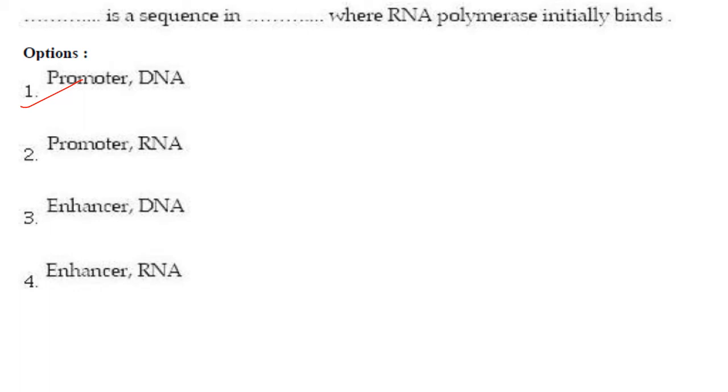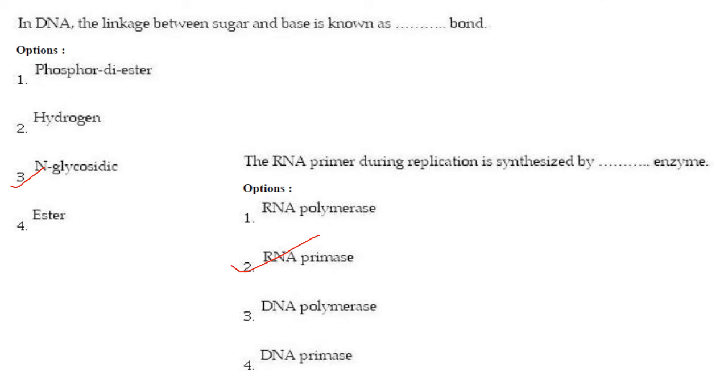Answer is option 1, promoter, DNA. Next one. In DNA, the linkage between sugar and base is known as dash bond. Option 1, phosphodiester bond, 2, hydrogen bond, 3, N-glycoside, 4, ester. Answer is option 3.